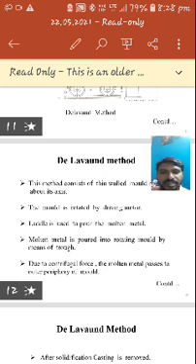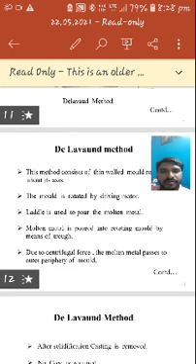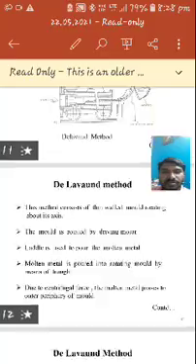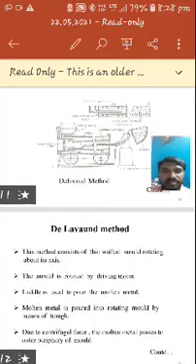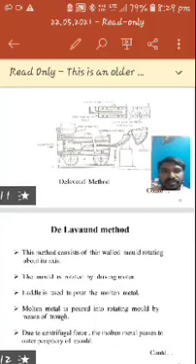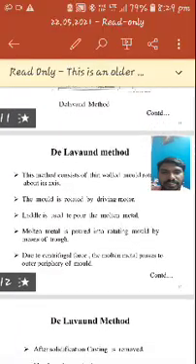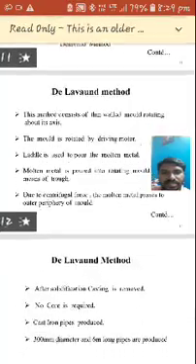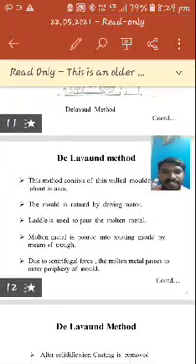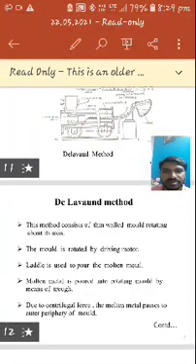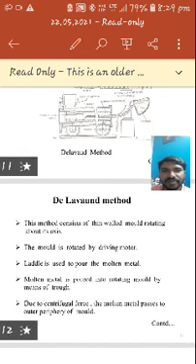The molten metal is poured into the rotating mold by means of a trough. The trough is a device by which the molten metal is poured. Please make a note of the trough. It is just like a pipe, through which the molten metal enters from the ladle into the mold.